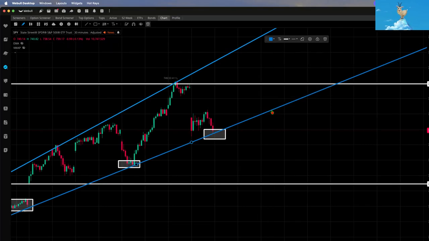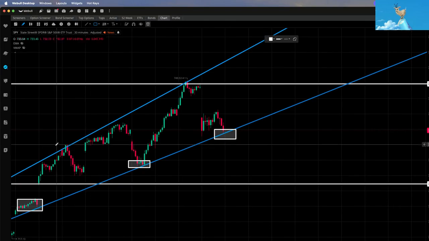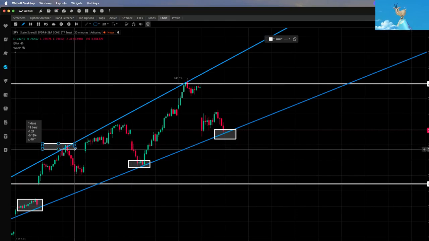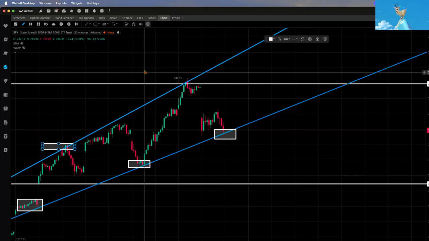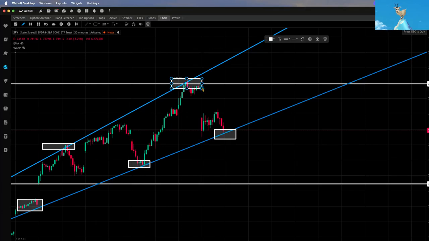All right. We got support at the bottom, resistance at the top. We got a touch here. A touch here. All right. Y'all with me? So you see how the price coming from support, going to resistance, coming to support, going to resistance, is back down here at support. What would y'all do here?